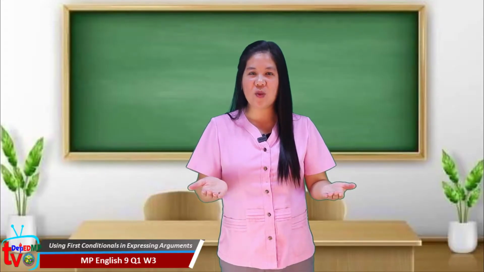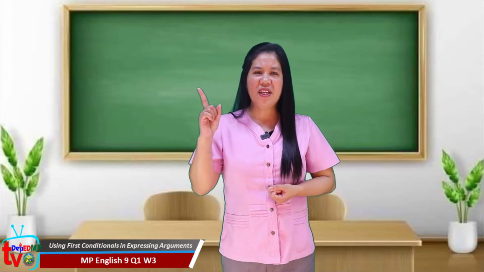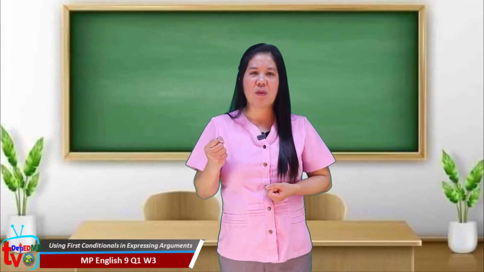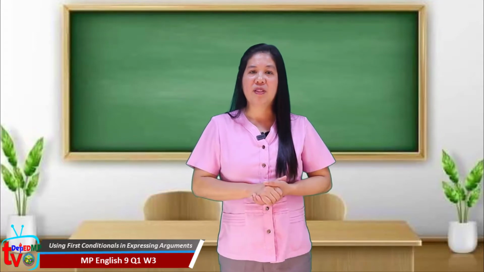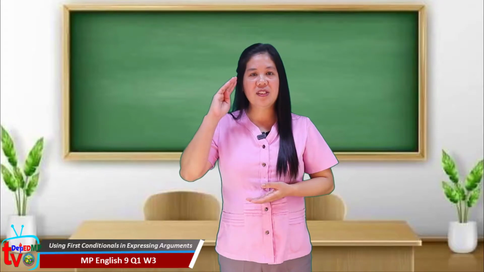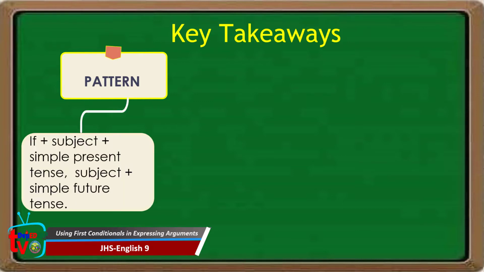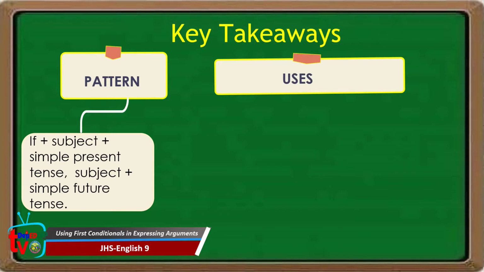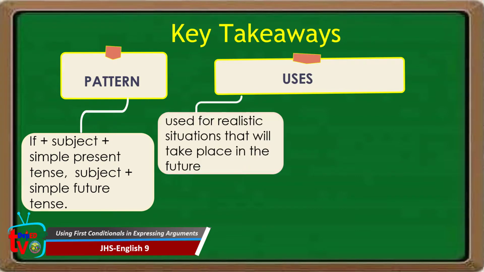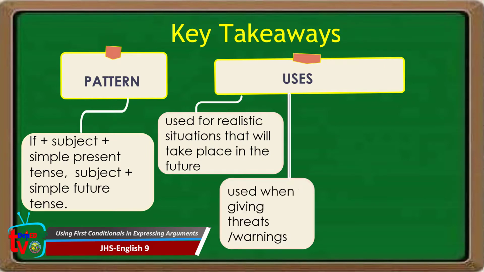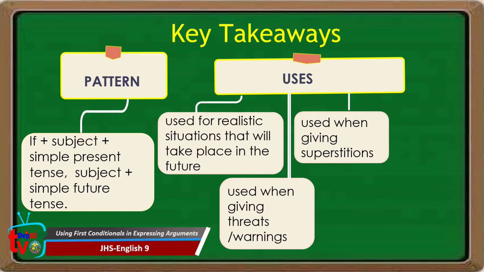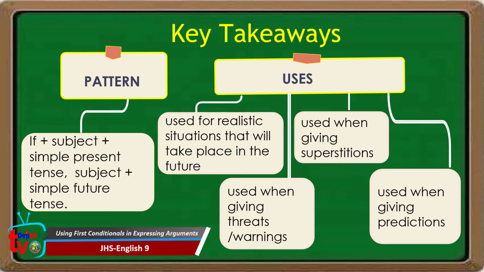I would have to say that was one great discussion. There is one thing though you need to do. Practice by writing your own examples. Before you are going to do the tasks, put the following in mind. The pattern for the first conditional sentence is if plus subject plus simple present tense plus subject plus simple future tense. The uses are the following. Used for realistic situations that will take place in the future. Used when giving threats or warnings. Used when giving superstitions. And lastly, used when giving predictions.